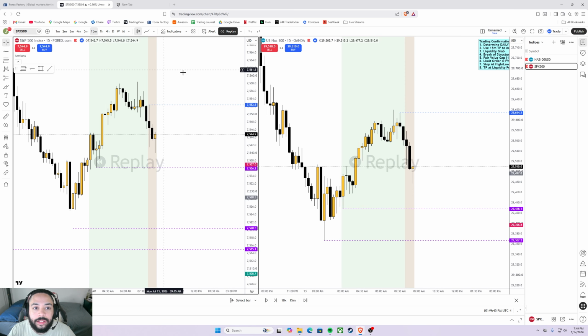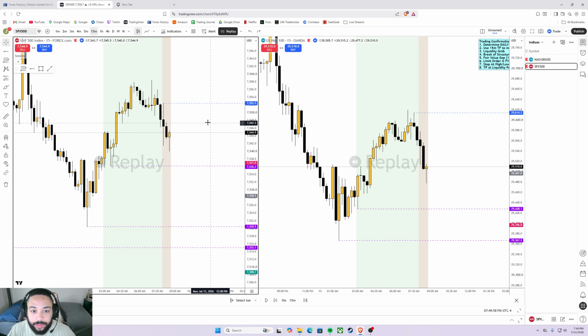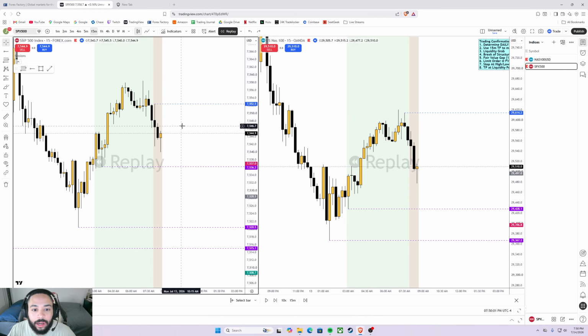Because price has a tendency, if price is bearish, it has a tendency to first go up before going down. And vice versa. If price is bullish, price has a tendency to first go down before making the actual move up. So this is what I have marked out. Now, of course, you also have another potential target right here.